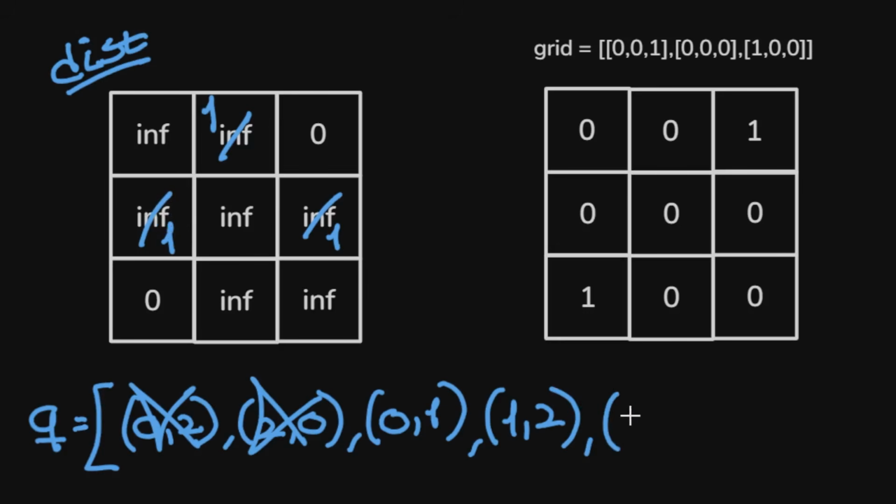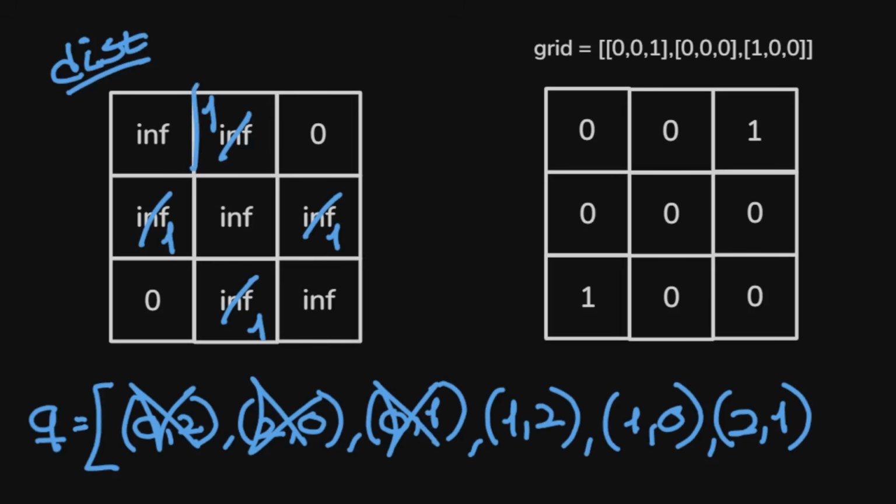These are 0, 1 and 0. Next, if we look at this neighbor, 1 is smaller than infinity, so we replace this with 1. The corresponding coordinates here are 2 and 1. Next, we pop this tuple, so we are standing here.